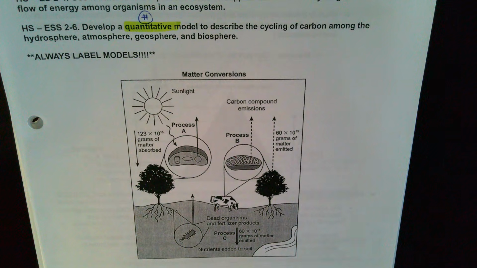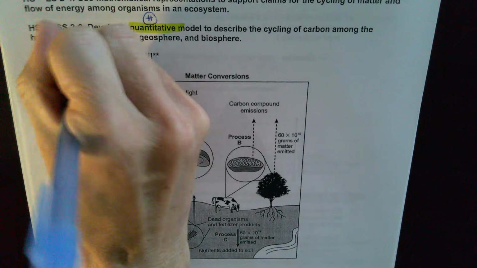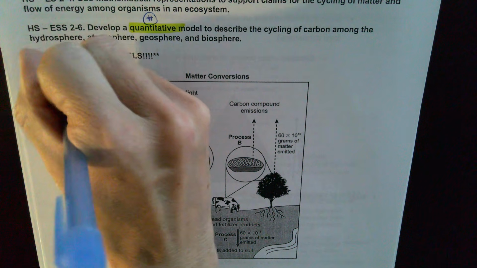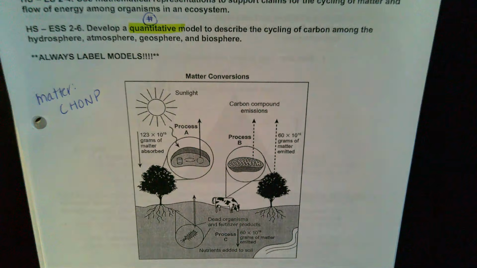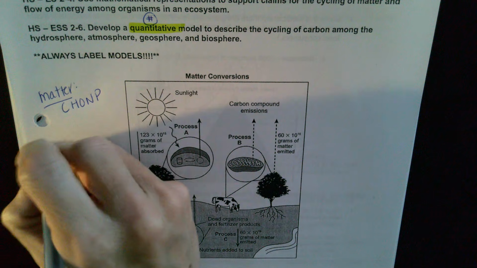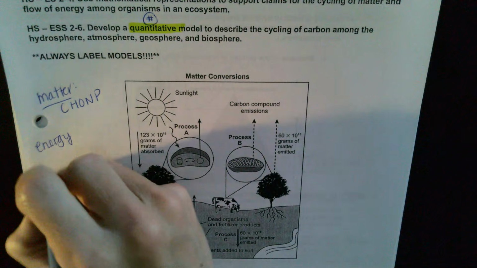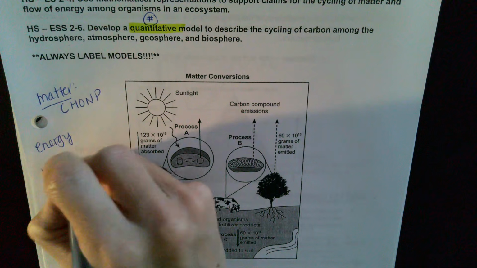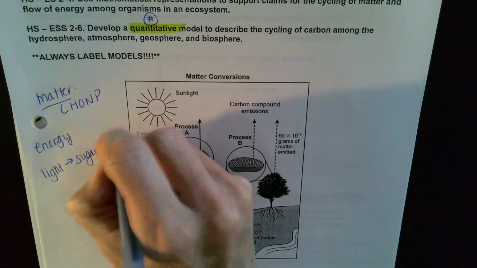When we're talking about the cycling of matter, keep in mind matter refers to my elements. So that's carbon, hydrogen, oxygen, nitrogen, phosphorus, although I don't see too much stuff on phosphorus. And then energy, which we'll look at on the next page. That's going to be light to sugar to ATP.